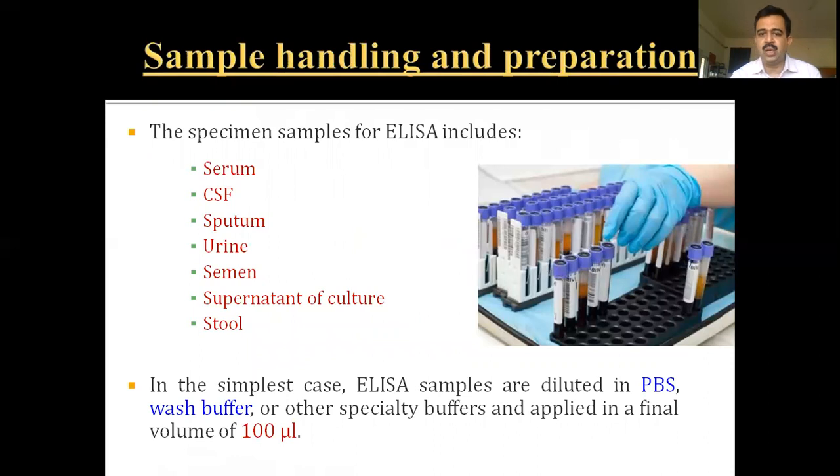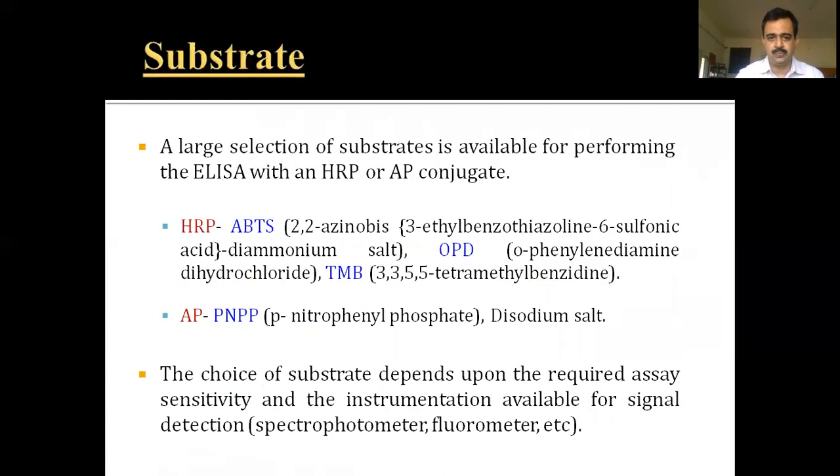The specimen samples for ELISA include serum, CSF, sputum, urine, semen, culture supernatant, and stool. So all these samples can be analyzed with the help of the ELISA technique. In the simplest case, ELISA samples are diluted in PBS, wash buffer, or other specialty buffers and applied in a final volume of 100 microliters. So a very small volume is required for the analysis, and these are the samples that can be utilized for ELISA purposes.